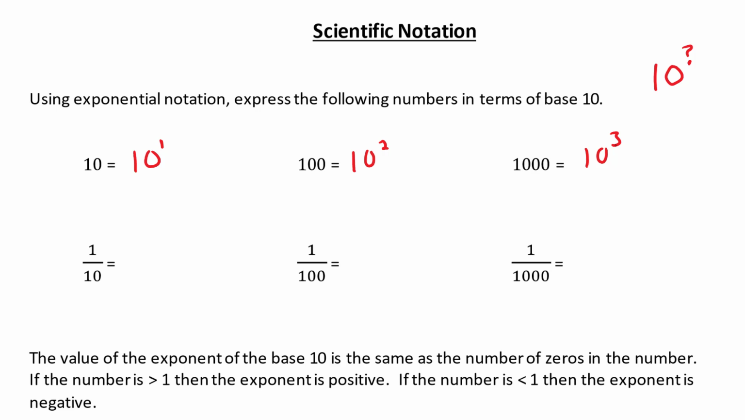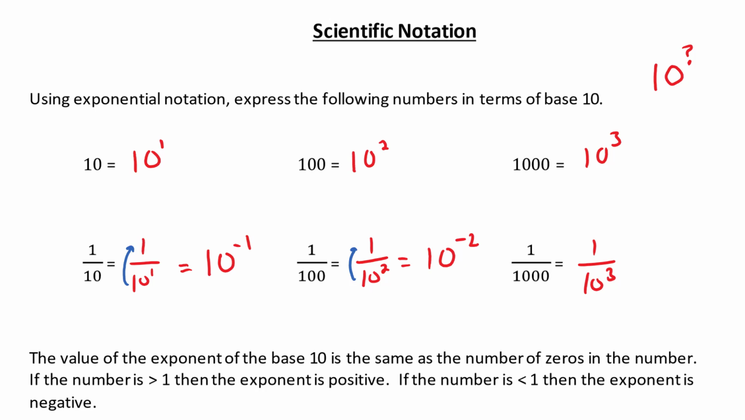In terms of 1 over 10, remember what this is equal to. This is 1 over 10 to the 1, and then I can bring that up to the top, and this becomes 10 to the minus 1. Same thing with 1 over 100, 1 over 10 to the 2, bring that up to the top, 10 to the minus 2. Finally, 1 over 1,000, we bring that up to the top. And that's how you express those values in terms of base 10.